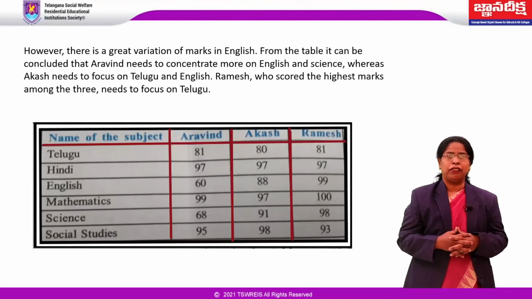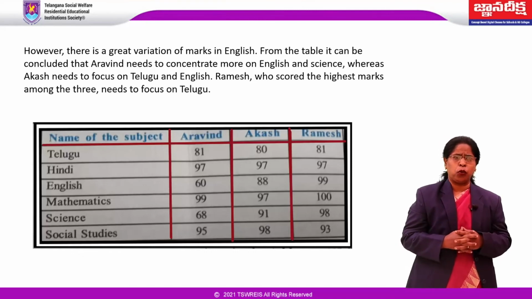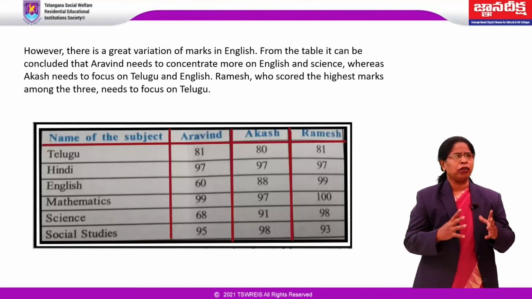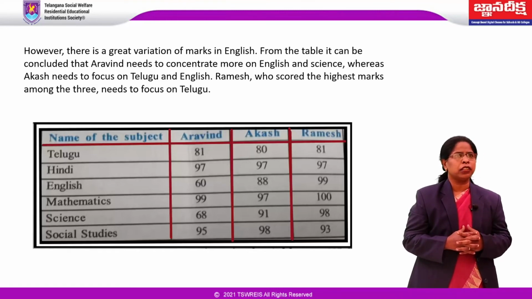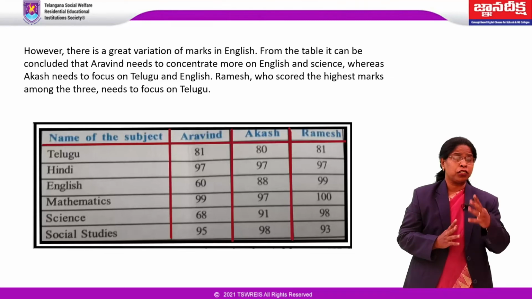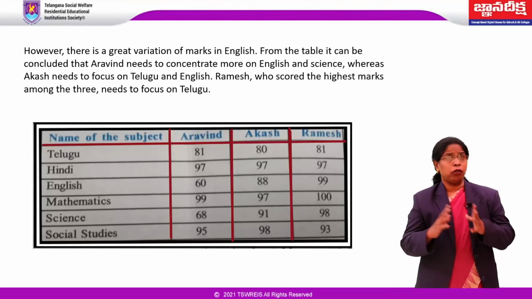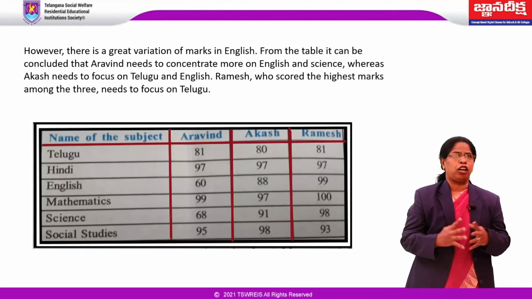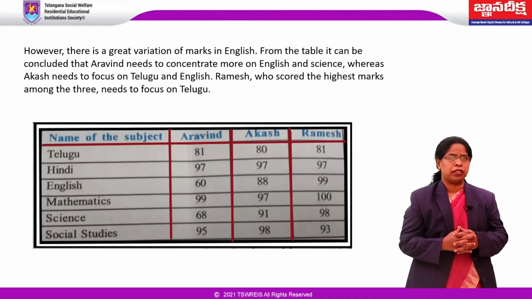From the table, we can conclude that Arvind needs to concentrate more on English and science, whereas Akash needs to focus on Telugu and English. You can see Ramesh scored the highest marks among the three, but he still needs to focus on Telugu also, because he secured only 81 and all the rest of the marks are above 90%.